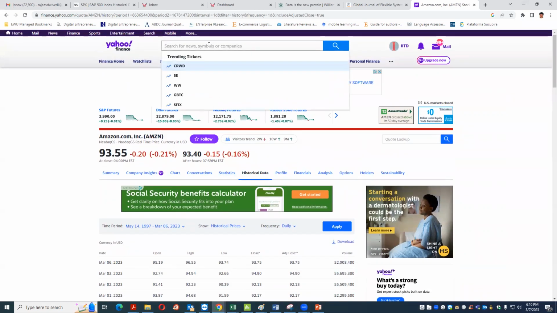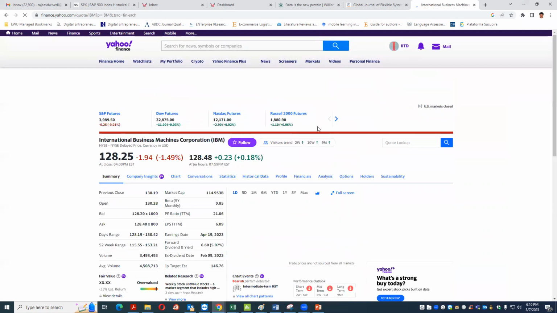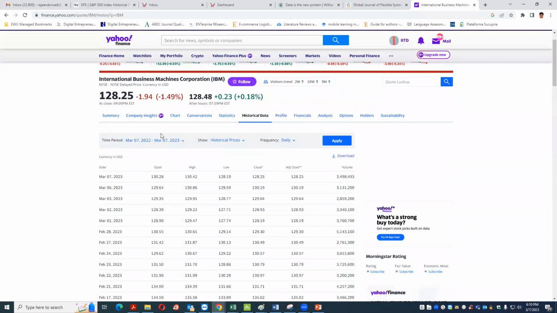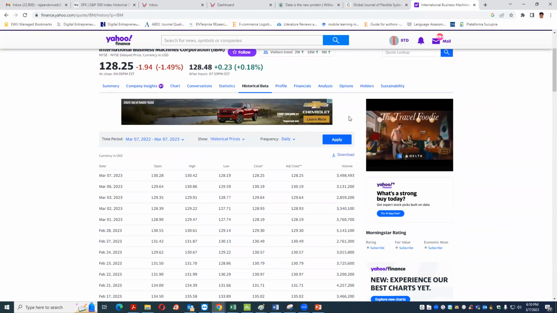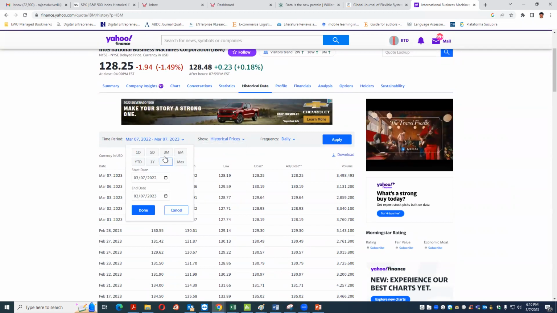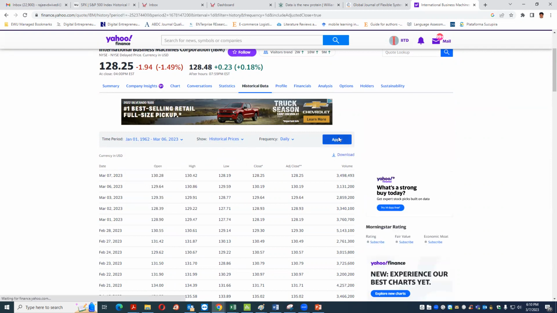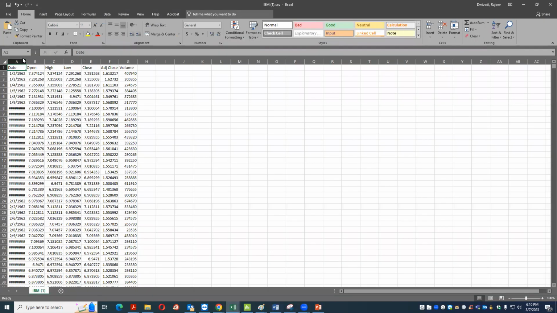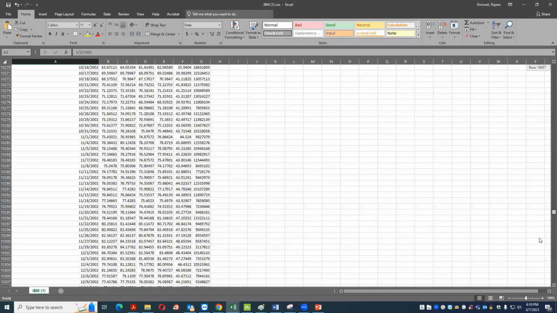For example, let's say IBM. And here you have the historical data, and you can choose the range that we just did. For example, max. So max it was, and then apply, and then download. You have Excel data from 1962 till now. You can see 1962 till now.